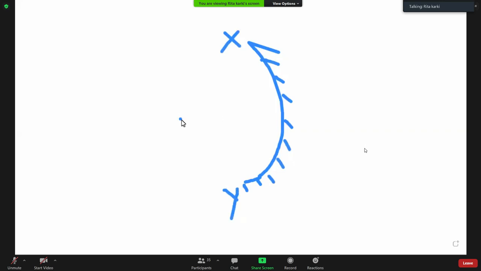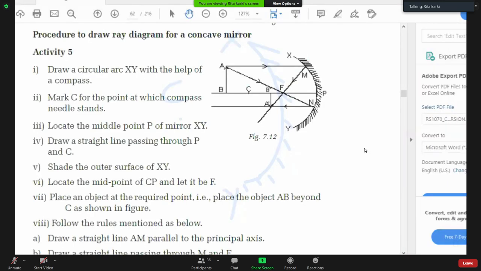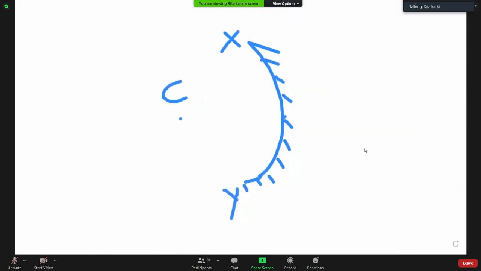Clear? And this point, the first point at which we have placed the middle of the compass at the very beginning before drawing the circular arc in our plain paper, this is marked as the center of curvature, which is denoted by capital C. Clear? Now, again, we need to find the middle point of XY. Somewhere in this area, the middle point of XY is present, which is the pole of the spherical mirror, or concave mirror, which is denoted by capital P.